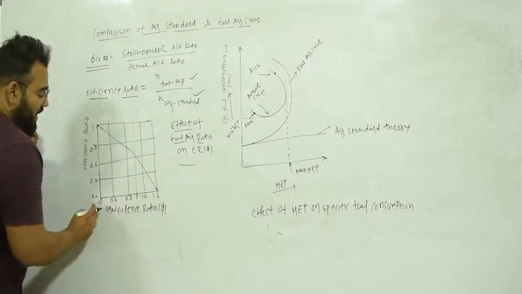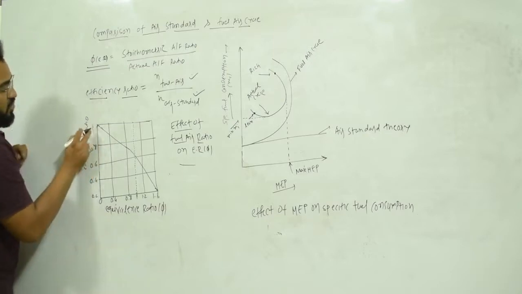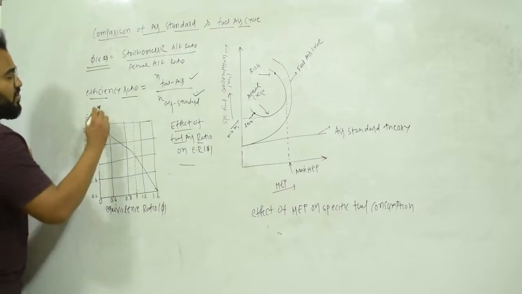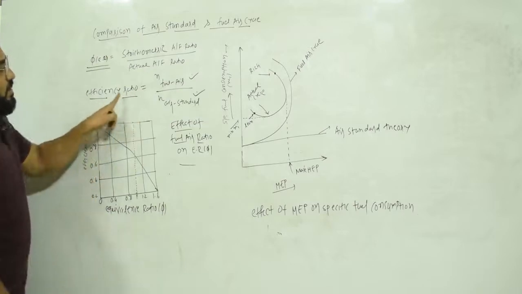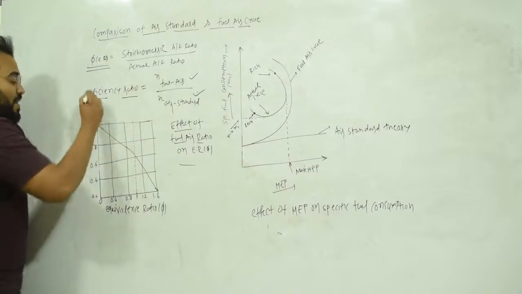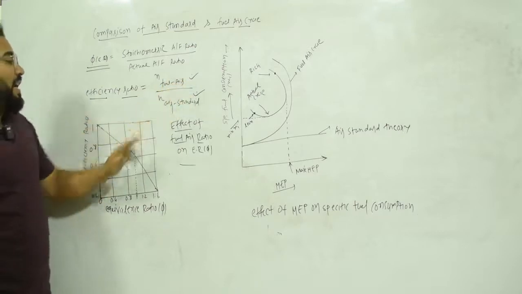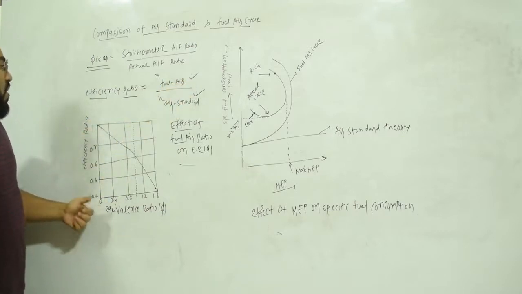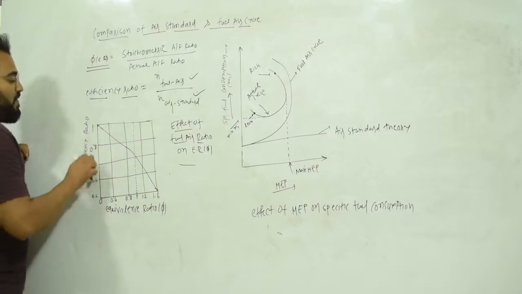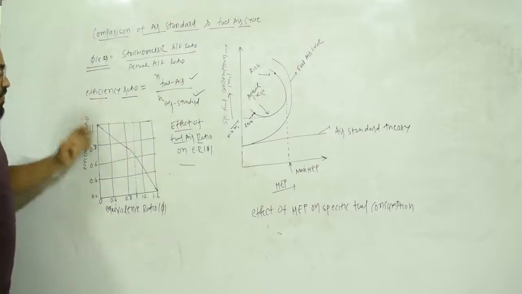Now you can see that at the equivalence ratio 0, the value of the efficiency ratio is 1. That means the fuel air cycle is equal to the air standard cycle. Even though it is a fuel air cycle, at the equivalence ratio 0 it behaves like an air standard cycle, because at the equivalence ratio 0 the efficiency ratio is 1. So fuel air is equal to air standard.